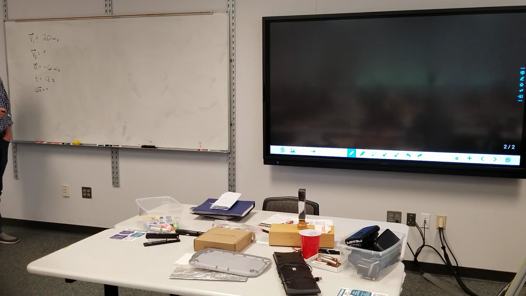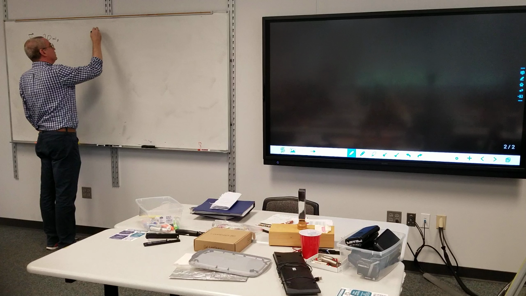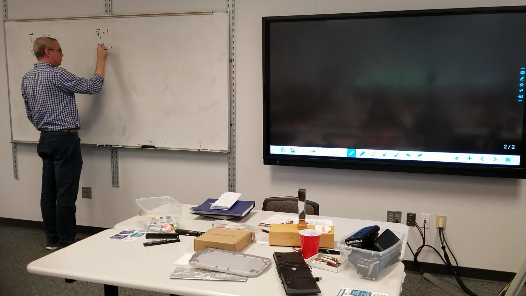So the questions are, I would write it out. There's an object traveling initially at a positive 20 meters per second. It accelerates uniformly at -6 meters per second squared for 12 seconds. So, question number one. What is the final velocity? Question number two. What is the displacement?